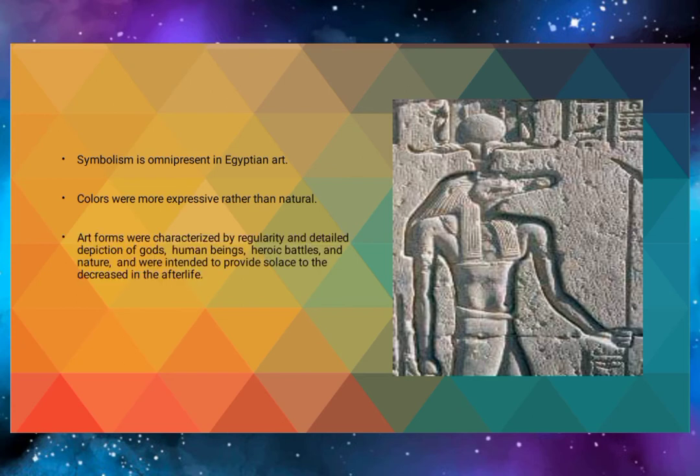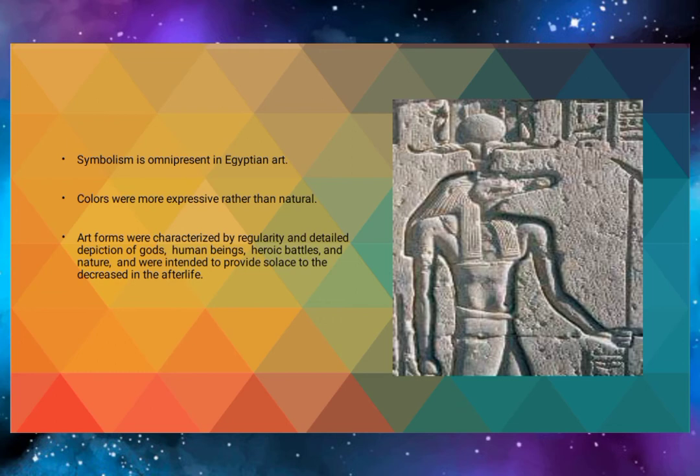Then, art forms were characterized by regularity and detailed depiction of gods, human beings, heroic battles, and nature, and were intended to provide solace to the deceased in the afterlife. The media ranged from papyrus drawings to pictograph or hieroglyphics, and including funerary sculpture carved in relief and in the round from sandstone, quartz, diorite, and granite.